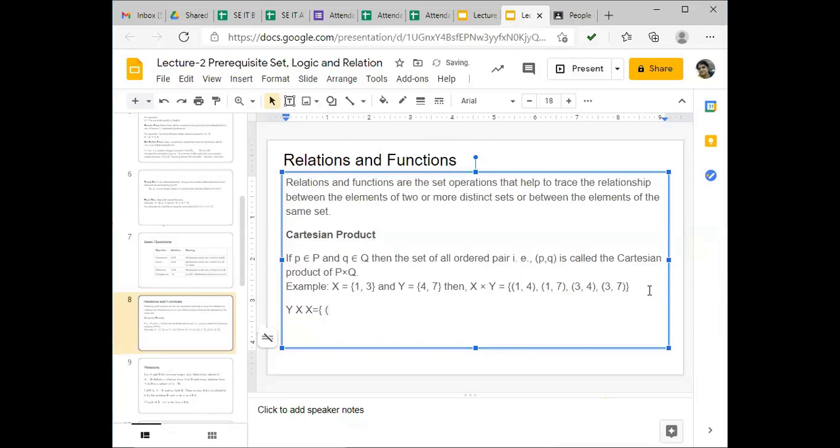Students, help me. (4,1), yes. Then (7,3). Then (4,3), yes, Harshal, good. (4,7), and (7,1). No, dear, it is (7,1). Yes, very good. Wonderful, very good, students. I hope you got this, right? So Cartesian product of X and Y is not the same as Y and X. It is completely different.